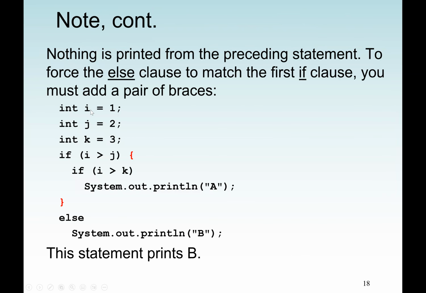So in this example, we say I is 1, J is 2, K is 3. Now we say if I is greater than J, which means is 1 greater than 2? No. So in this case, we will not go to the I greater than K. Now the curly brace here tells us that B will be printed, because if the condition is false, we will go to the else section. So the statement B will be printed.